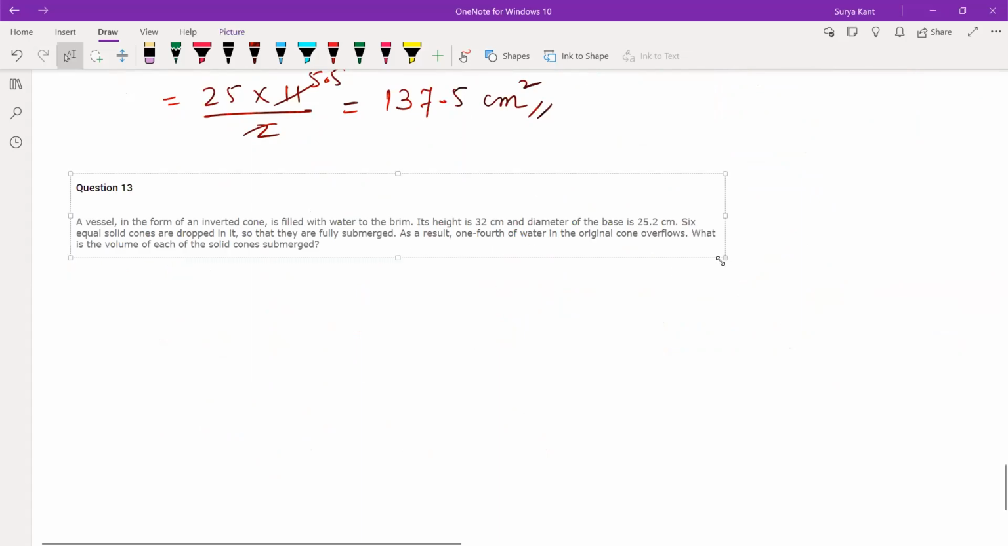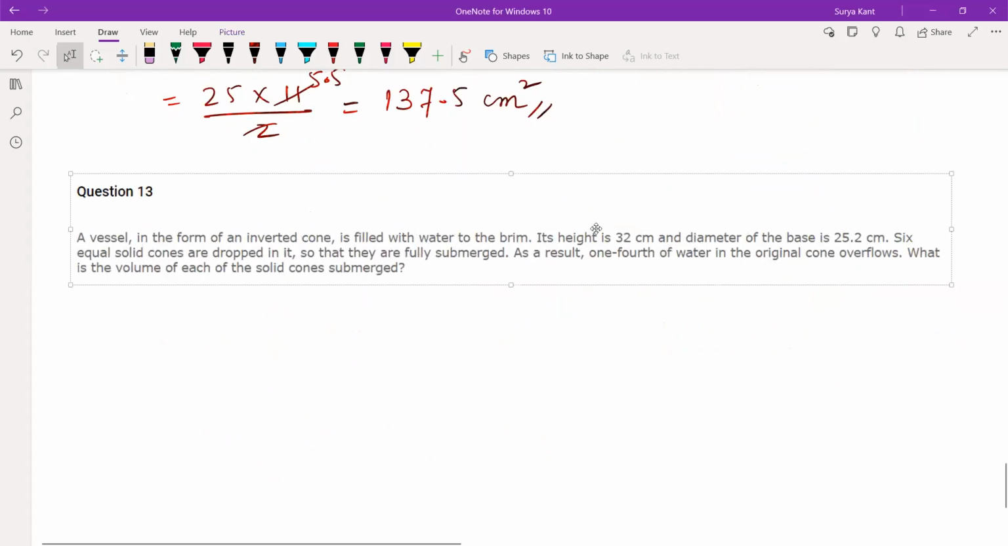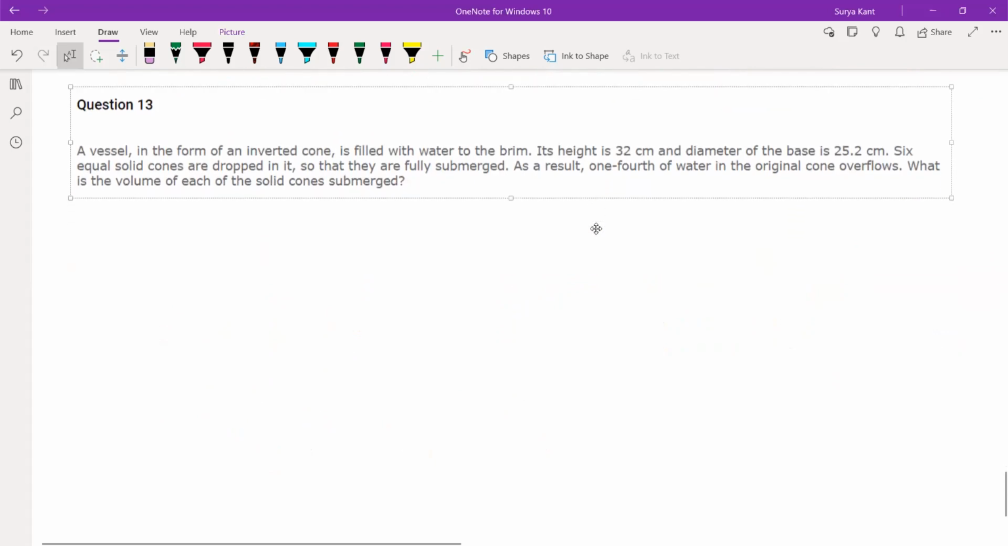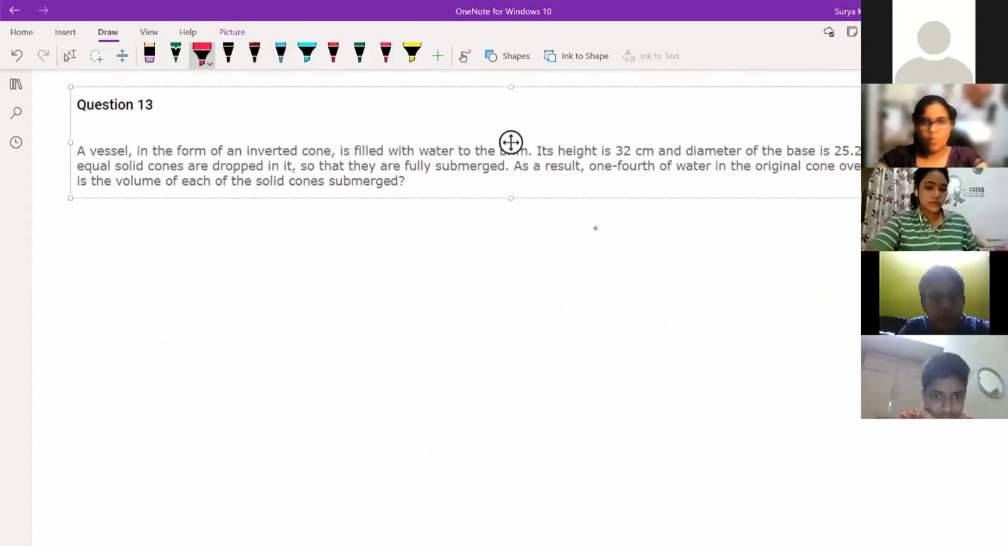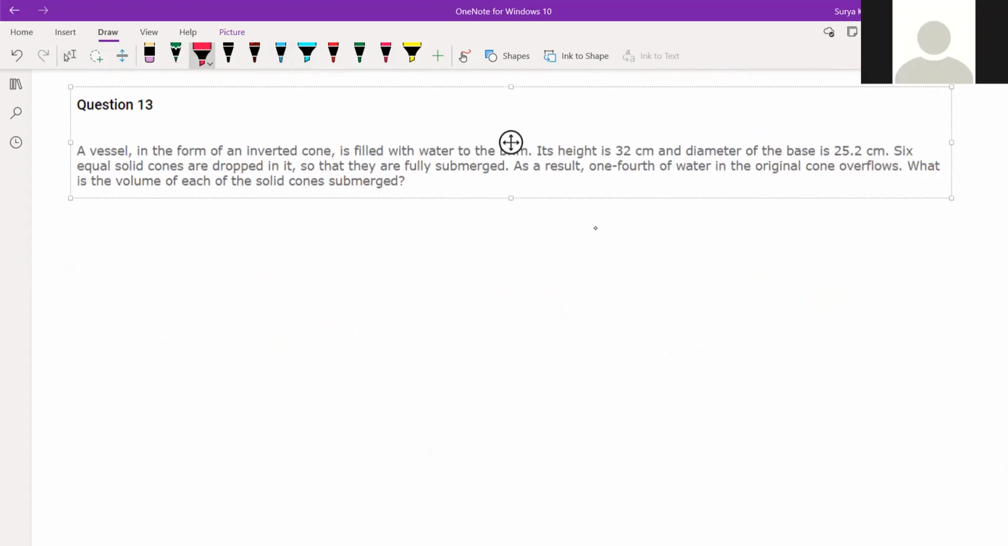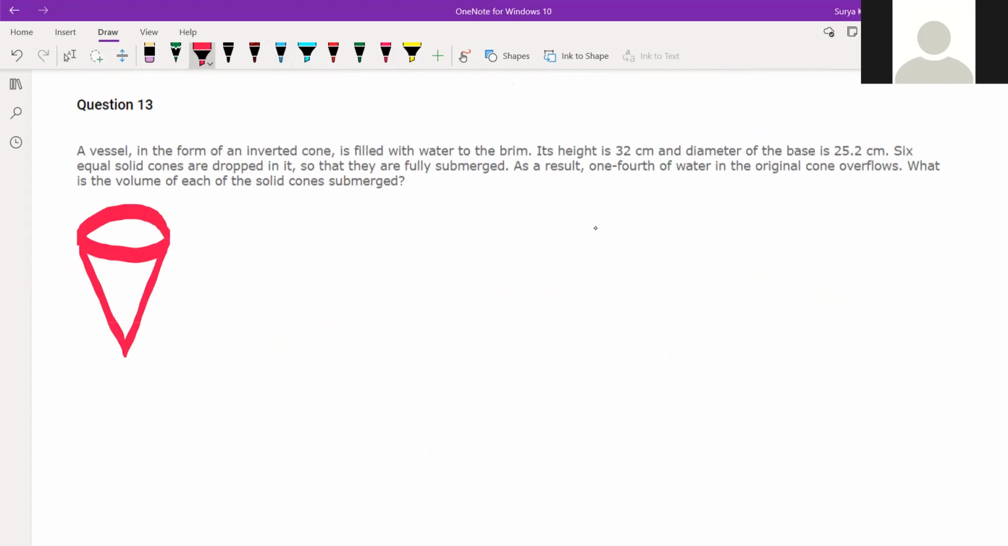See, the next question is: a vessel in the form of an inverted cone. The vessel is just like an inverted cone, okay? It will be like this. Just see here, this is your inverted cone.